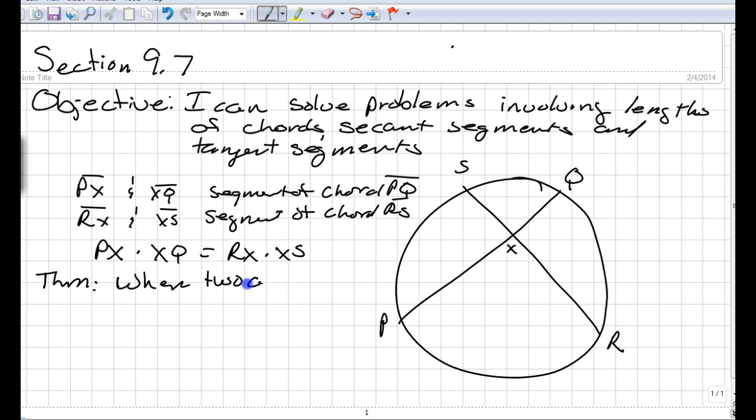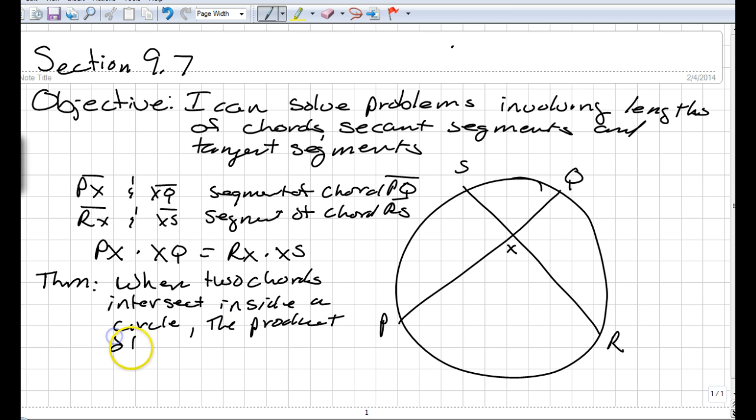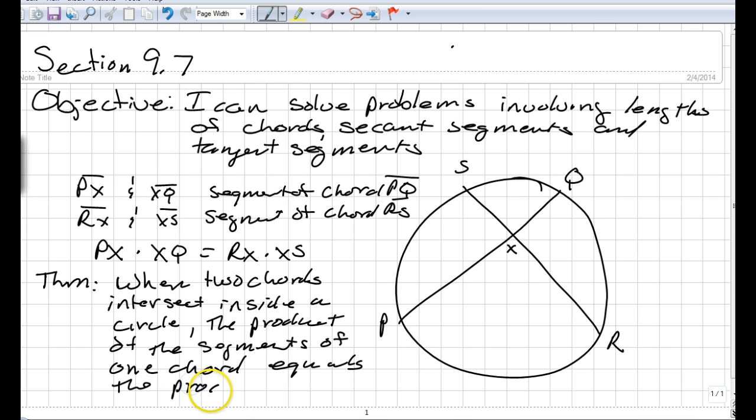When two chords intersect inside a circle, the product of the segments of one chord equals the product of the segments of the other chord.